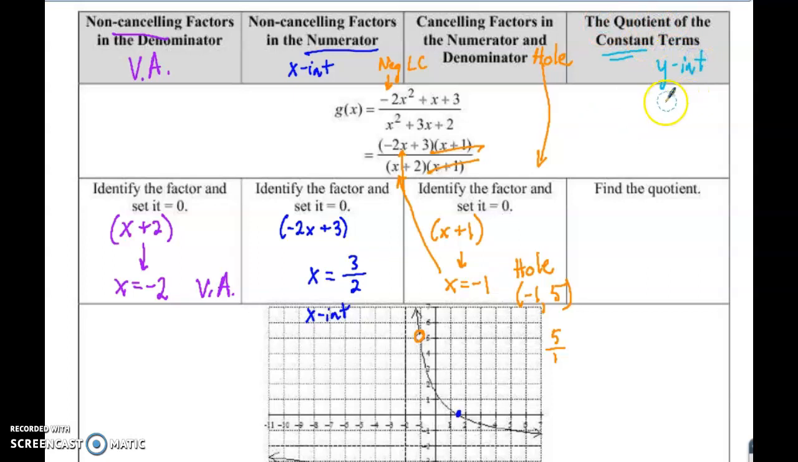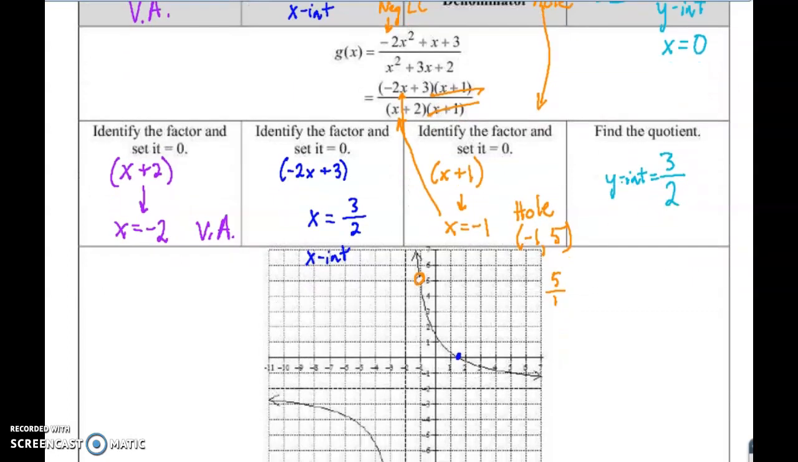I don't really like to teach it that way, even though that's how this is written. The reason why this works is because x equals 0. Well, 0 plus 0, you get 3. 0 plus 0 plus 2, that's your y-intercept. The y-intercept is 1.5, 3 halves.